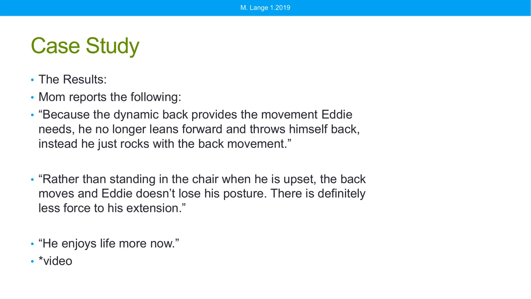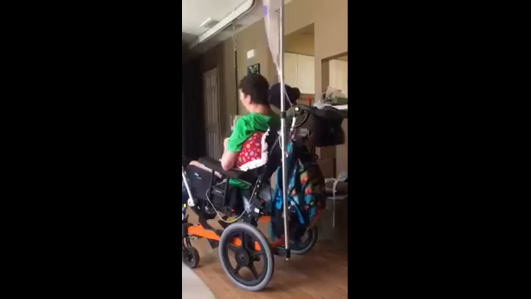His mom says that because the dynamic back provides the movement that he needs, he no longer leans forward and throws himself back. Instead, he just rocks with the back movement. And rather than standing in the chair when he's upset, the back moves and Eddie doesn't lose his posture. There's definitely less force to his extension. And I love this one: he enjoys life more now. Let's watch a video of Eddie and then we'll wrap it up.